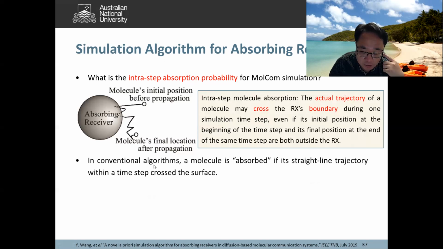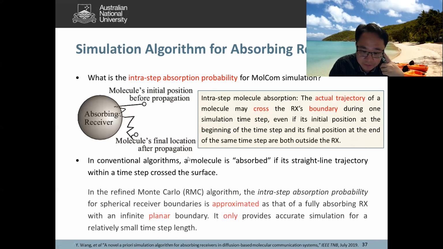To deal with this problem, in conventional molecular simulation algorithms, a molecule is identified as absorbed if its straight-line trajectory within a time step crosses the boundary. For example, that means the straight line from the initial position to the final position. If this straight line crosses the surface, the molecule will be identified as absorbed.